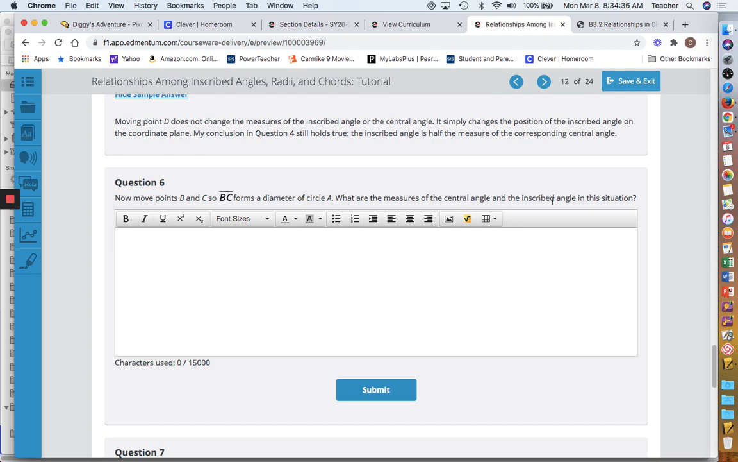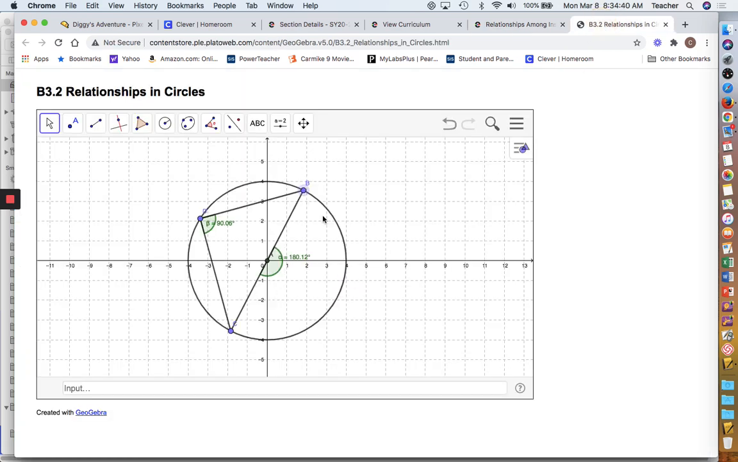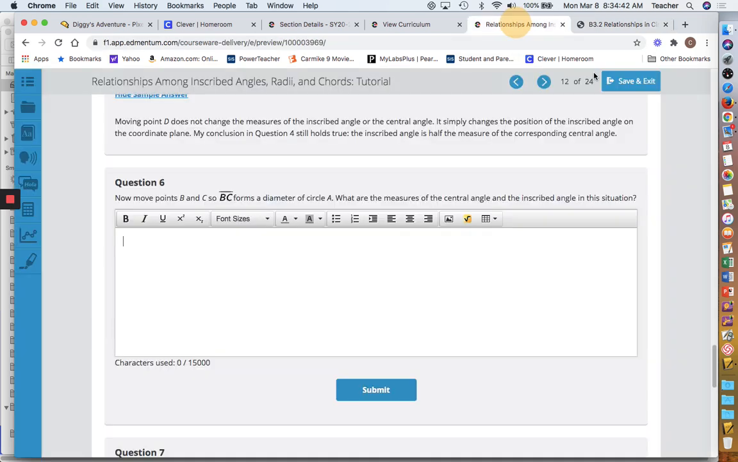What's the measure of the central angle and the inscribed? Oh, okay. Well, there you go. It's going to be 180 and then half of that's 90. The central angle will be 180 degrees and the inscribed angle will be half, which is 90 degrees.